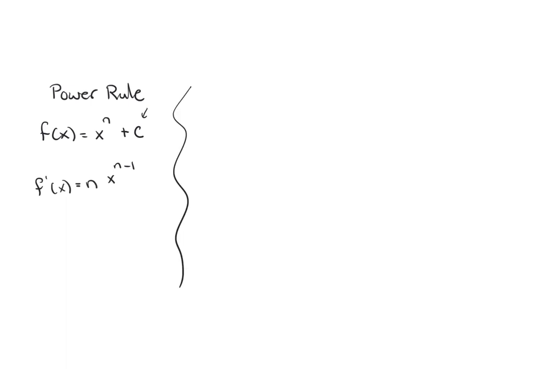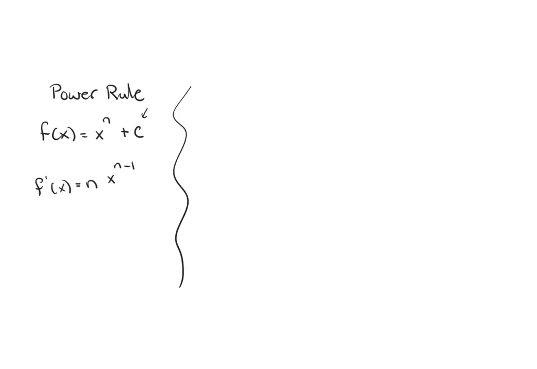So we all know the power rule, it's super easy. If you have f of x equals x to the n, and let's just say I'm going to add in a constant for this. And then when we take the derivative, you bring down the power and then you subtract 1 from the power. And then the derivative of a constant drops off.